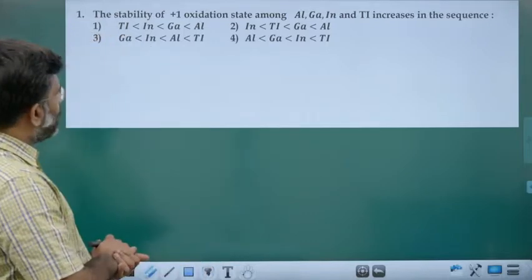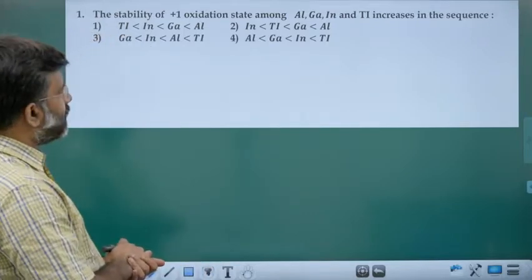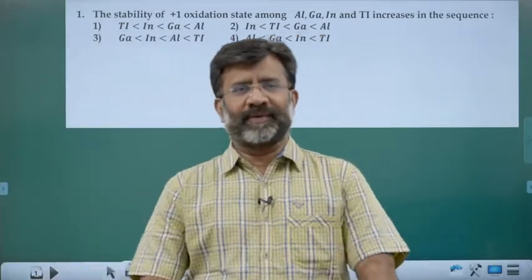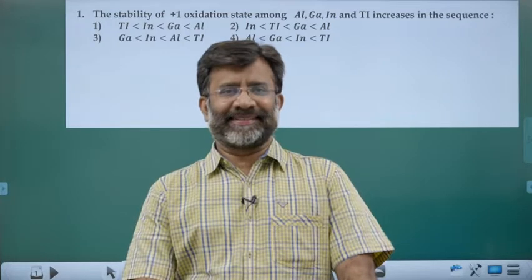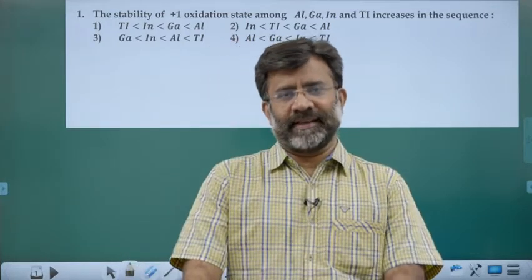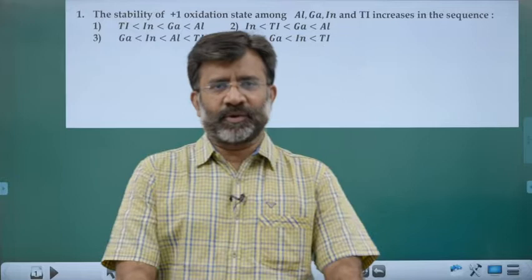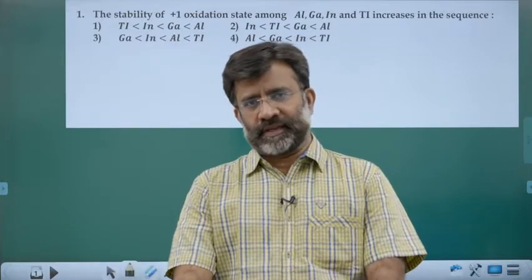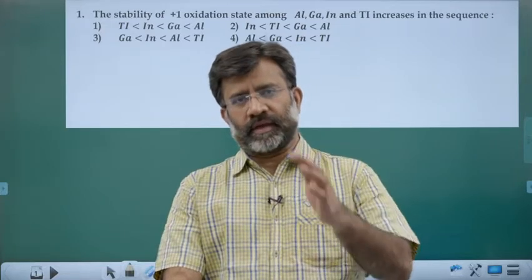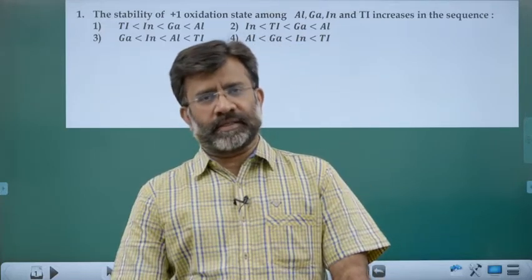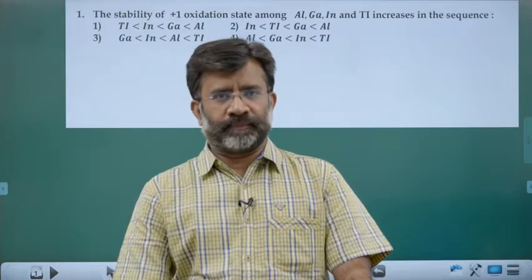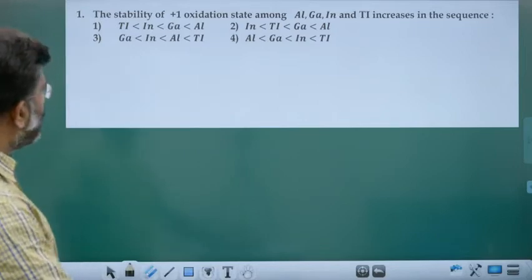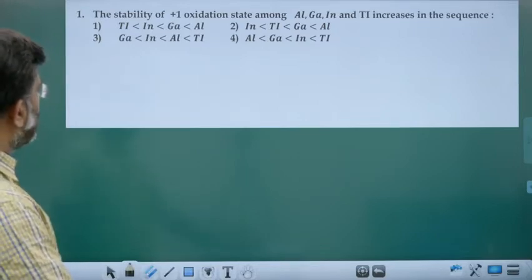First question: stability of +1 oxidation state increases in the sequence. You know the concept related. What is that? Yes, inert pair effect. Due to inert pair effect, down the group 13, 14, 15, 16, we find that for heavy members, the lower oxidation state is predominantly stable. So the answer is down the group, +1 state will be increasing.